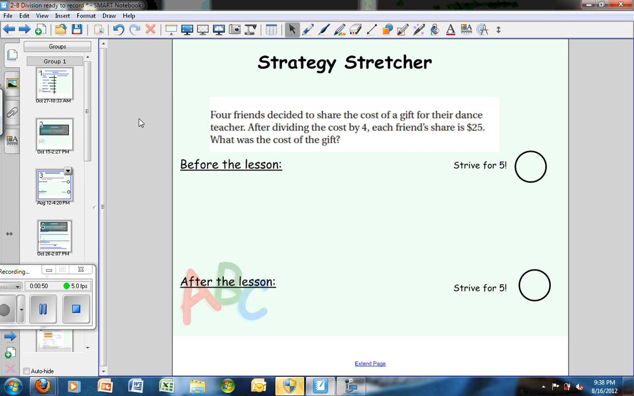Here's the problem. 4 friends decided to share the cost of a gift for their dance teacher. After dividing the cost by 4, each friend's share is $25. What was the total cost of the gift? So go ahead and pause, give that a try. Do 2 strategies if you can. Otherwise, start with 1 and see if you can add 1 later on.